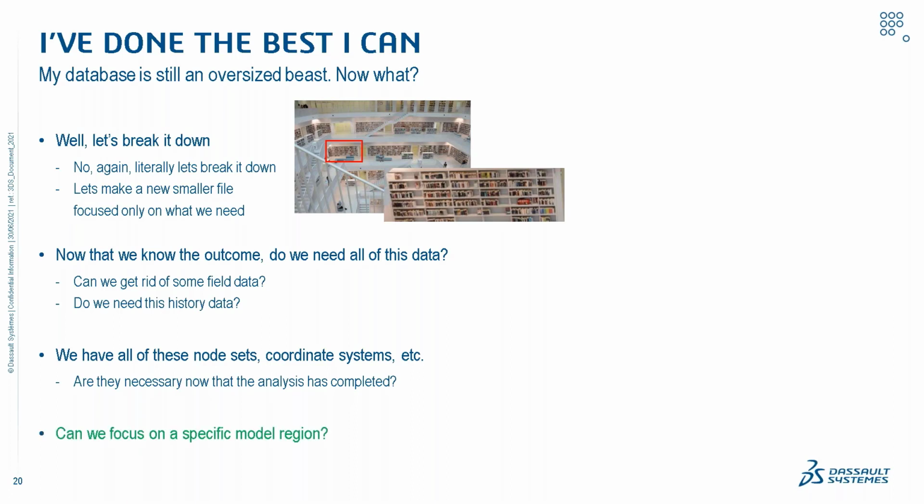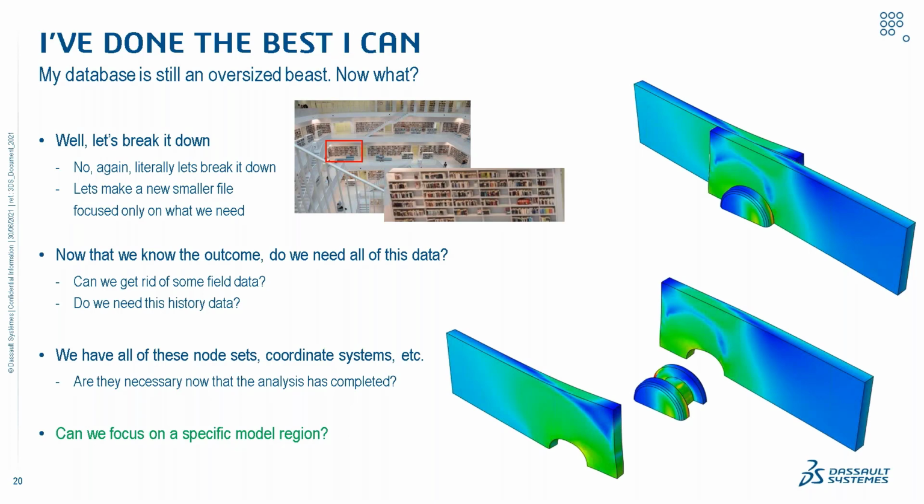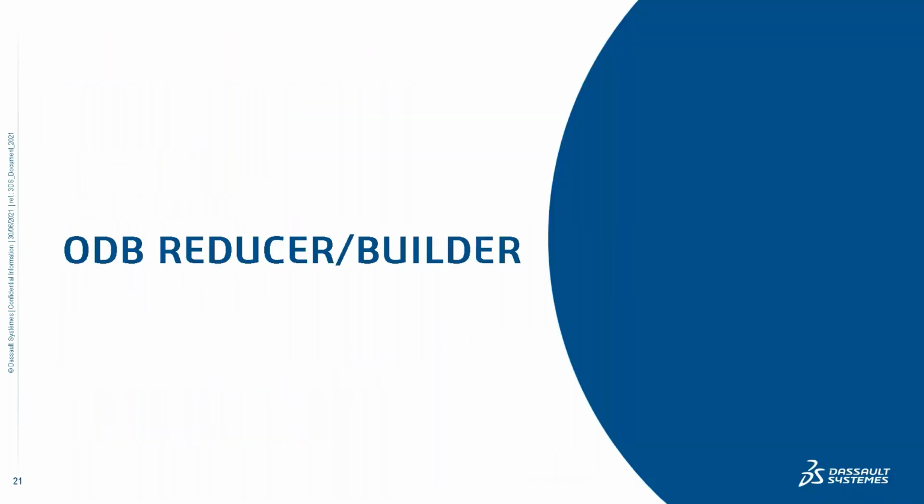And can I focus on a specific region? So it's the same as focusing on a specific bookshelf in the library. Can I focus on a couple of individual components of my overall assembly? Do I need the rest of this stuff, or is it just there so that I had it? And if you have an entire output database and you don't need it, for instance, if I only need one of my lap bands here, then I can potentially break this analysis apart and generate a separate ODB of just the one component. And that brings us to the ODB reducer builder.